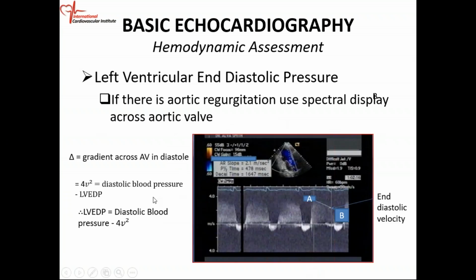So when you do Doppler across the aortic valve, this is what aortic insufficiency looks like, if you remember. On top you have your two-dimensional image. This is actually an apical three-chamber view. The cursor is across the left ventricular outflow tract. This is aortic insufficiency, and you're going to get early velocity and your end diastolic velocity. Remember that we are interested in the end diastolic velocity. So this is the velocity that you're going to plug in your equation.